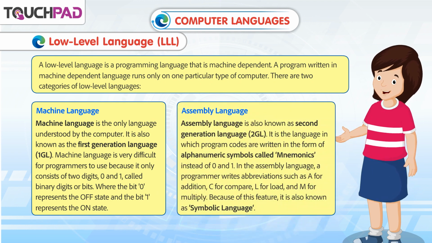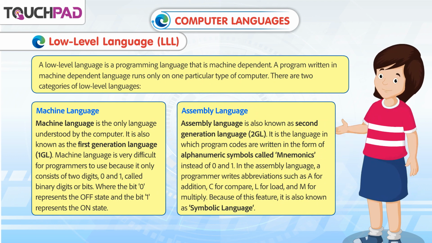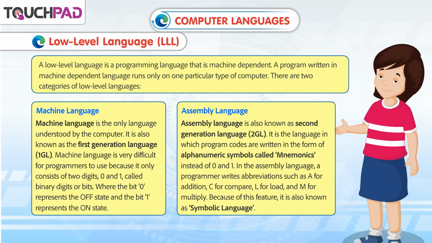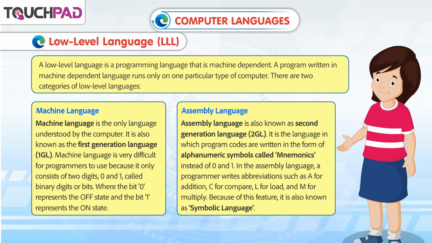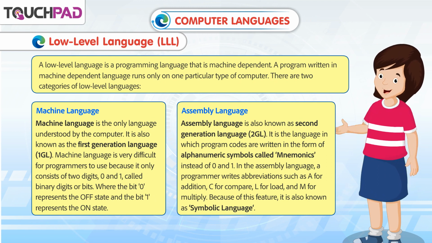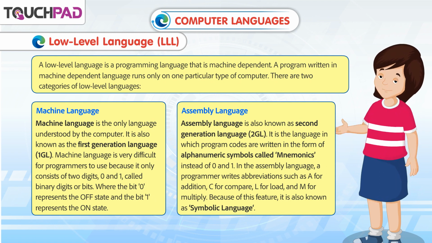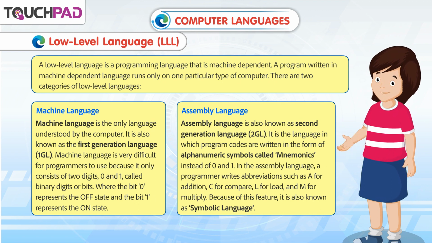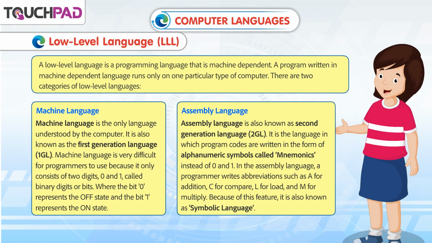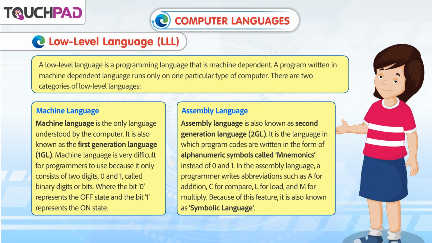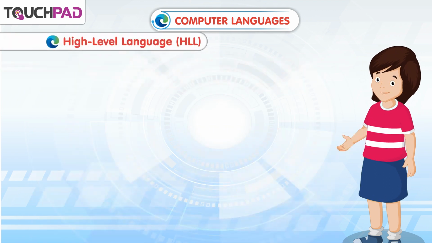Assembly language. Assembly language is also known as second-generation language, 2GL. It is the language in which program codes are written in the form of alphanumeric symbols called mnemonics, instead of 0 and 1. In the assembly language, a programmer writes abbreviations such as A for addition, C for compare, L for load, and M for multiply. Because of this feature, it is also known as symbolic language.